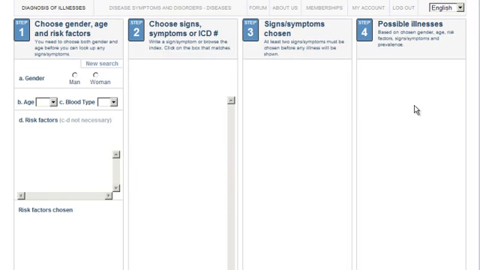As you see here, basically in all my systems, there are always 4 steps. So just read it carefully and I think you will be able to follow quite easily. But the first one, you have to choose between man and woman and age. Those you cannot skip. The other 2 options, blood type and risk factors, are not necessary, but of course they will narrow the findings, make it more possible to find the right one.